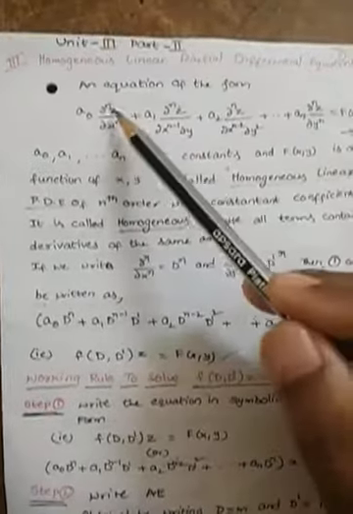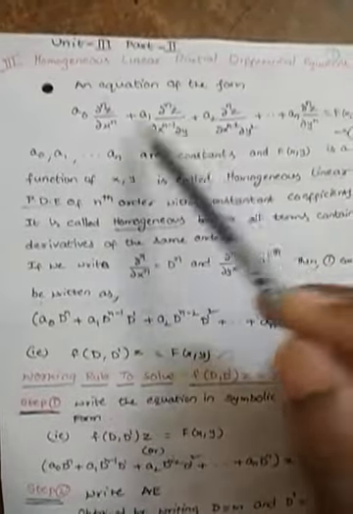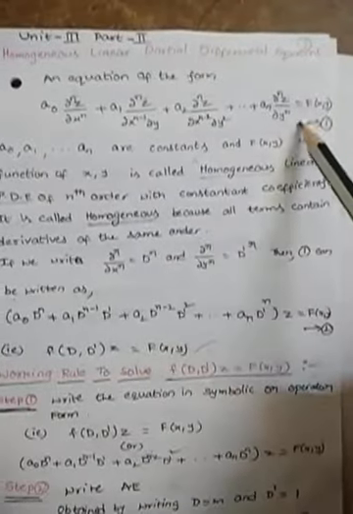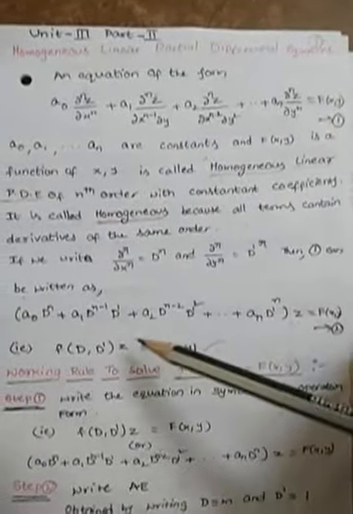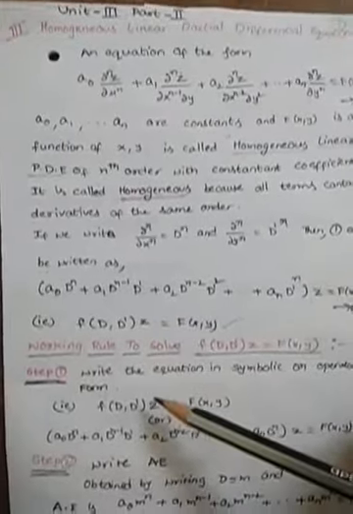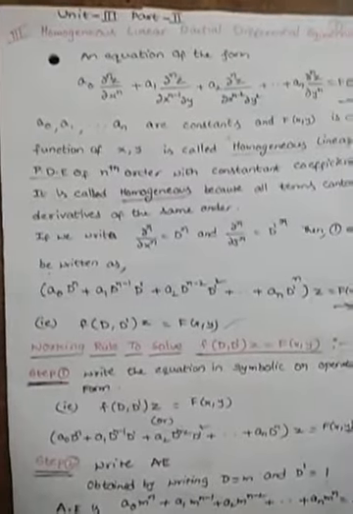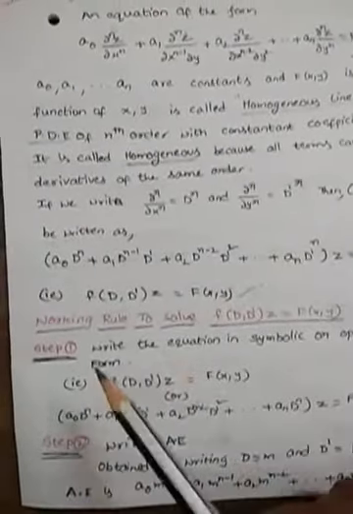Now the general solution or complete solution z, which satisfies the partial differential equation, can be obtained by using 6 steps. In 6 steps we will get the complete solution of the partial differential equation. The complete solution is given by z equal to CF plus PI. Complementary function is CF and particular integral is PI. Now to find the complementary function and particular integral we have to follow these steps.